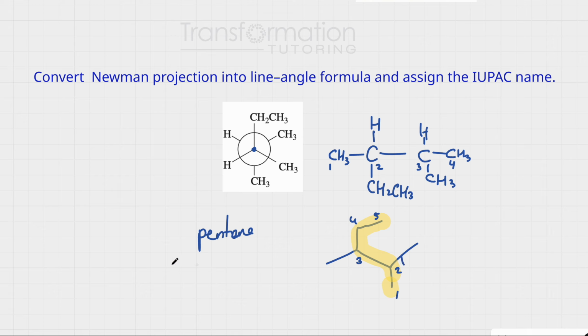And this is just the 1 carbon group. This is a methyl group, so we will call it 2 methyl. This is also a methyl group attached to carbon 3, so this is 3 methyl. And because they're the same groups, we can put them together, and our name becomes 2,3 dimethyl pentane. So this molecule is 2,3 dimethyl pentane.